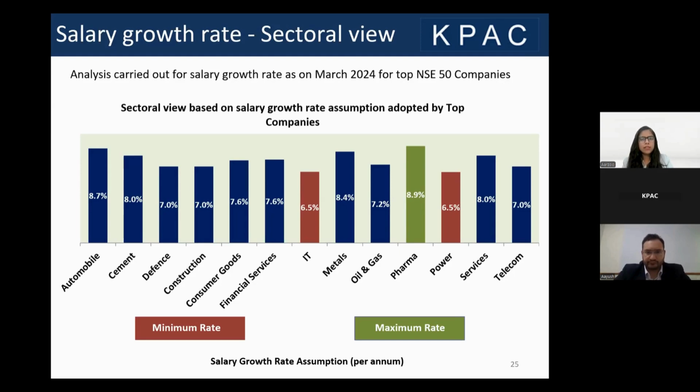Other industries like financial services, cement, and services have salary growth rates in the range of 7 to 8%, indicating moderate salary growth expectations. Now, what does this data mean for businesses? First is workforce planning. Sectors with higher salary growth may need strategic talent retention plans to manage costs and workforce stability. Second is financial projections. Salary growth rates influence budgeting, cost projections, and actuarial valuations, which will impact your financial planning. And third is industry competitiveness. Companies need to balance competitive compensation strategies with financial sustainability.